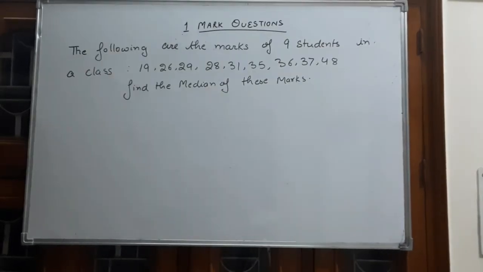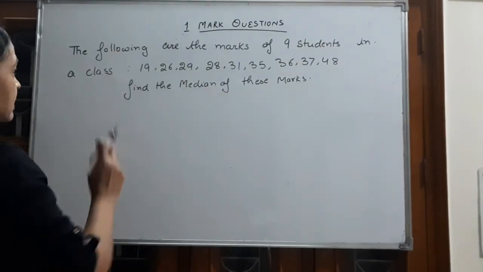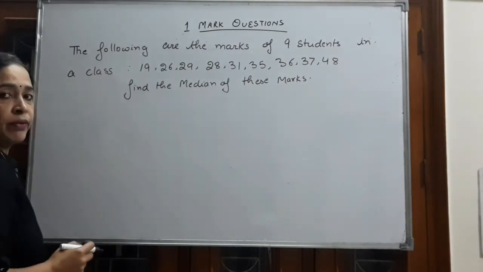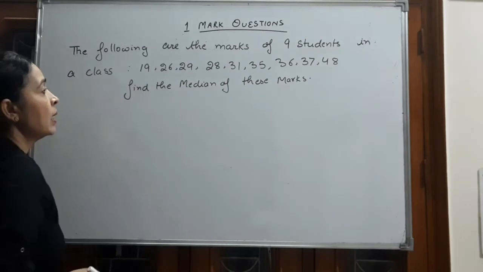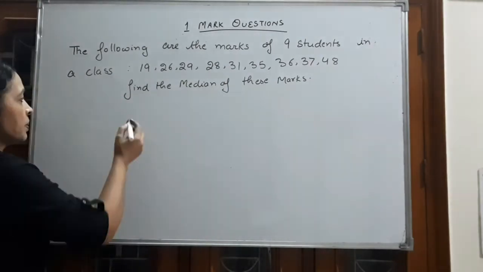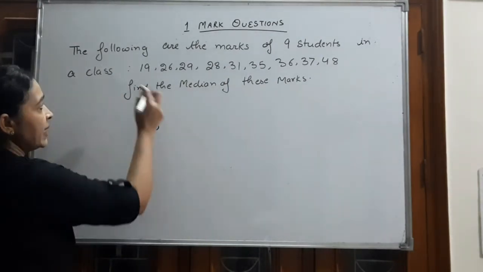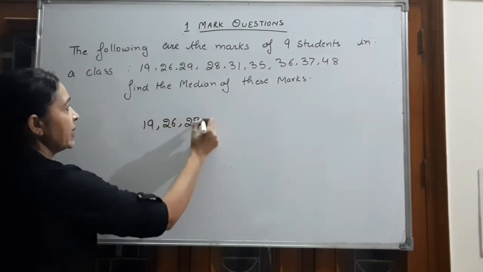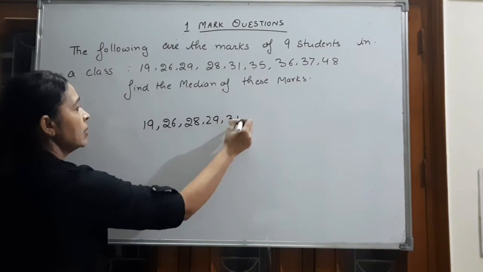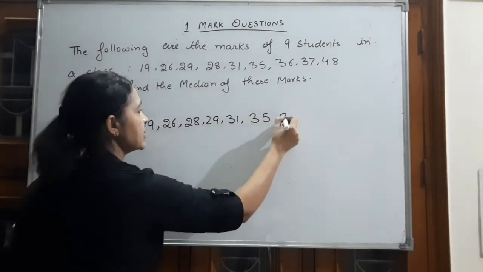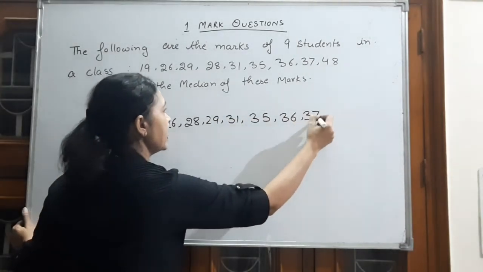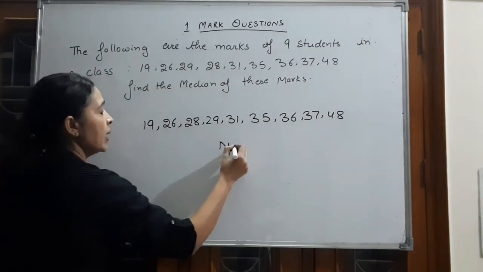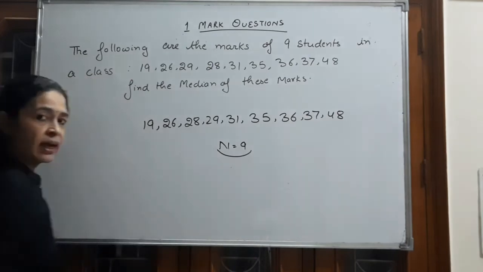The following are the marks of 9 students in a class. We have to find the median of these marks. First, what do we have to do? We have to arrange the data in ascending order. First is 19, then 26, then 28, 29, 31, 35, 36, 37 and 48. These are the marks of 9 students. n is 9, the number of students is 9.